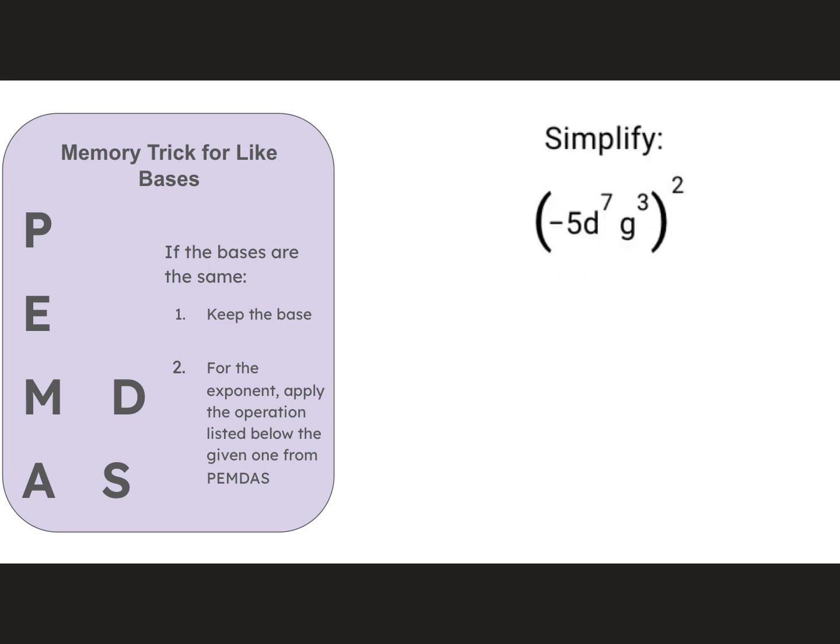The reason I have this last one is because of this negative 5. There's 1, 2, 3 different bases on the inside, and I have an outer exponent of 2 that needs to be distributed to all 3. But here's what's important. This negative 5 is in parentheses. So it is negative 5 that is being raised to the 2nd power.